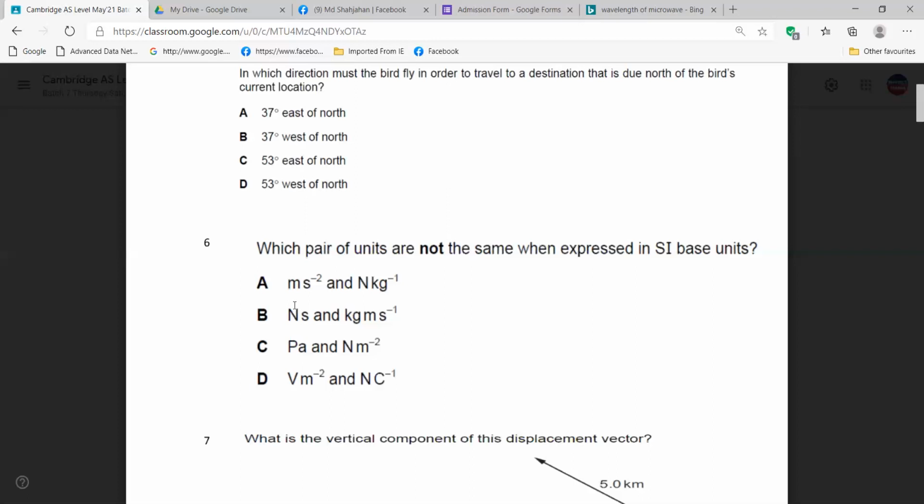A is also matching. Yeah, A is matching, and I can see that, sir. Yeah, because Newton is kg meter per second square, then kg cut, we have left meter per second square. So which one should be the answer? D, right? Yes, D should be the answer. They are not the same, but we can also try this one. How they are not matching.